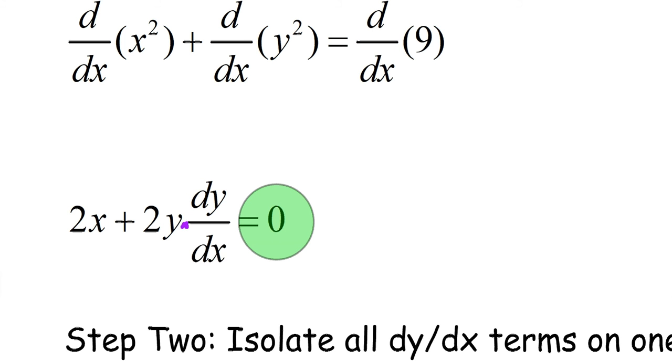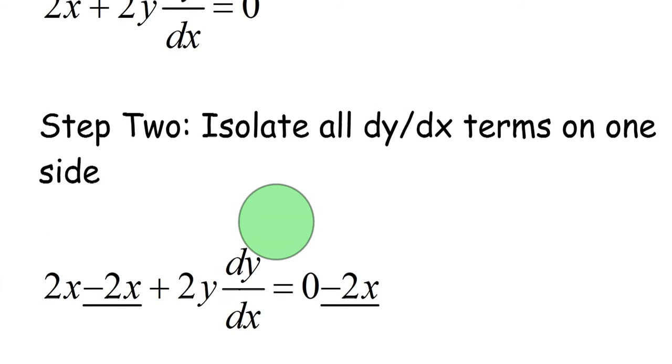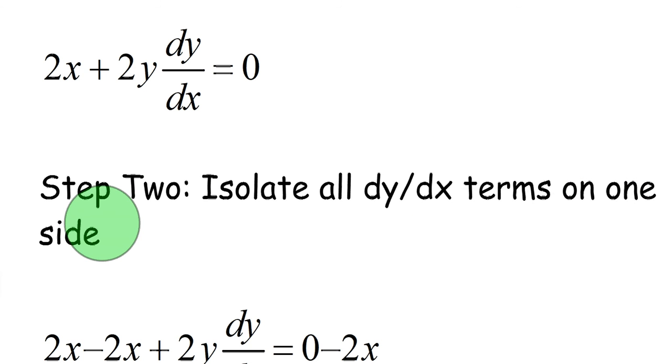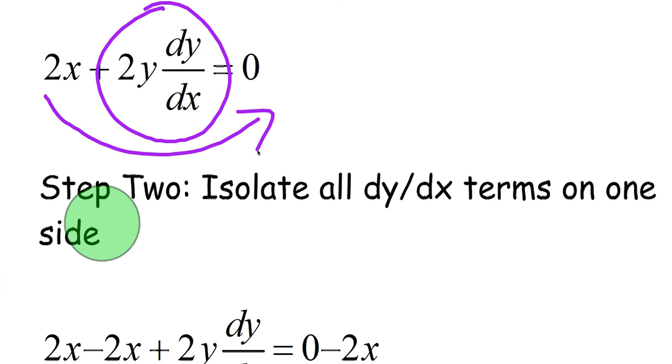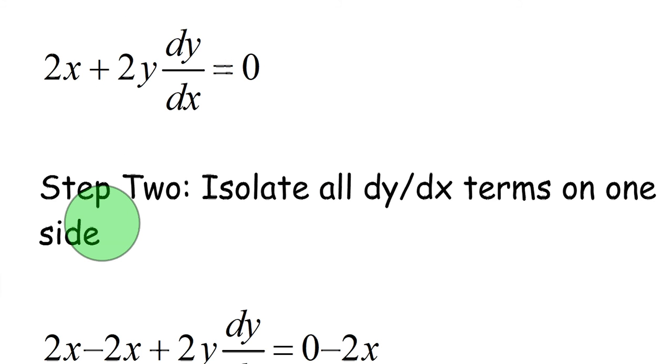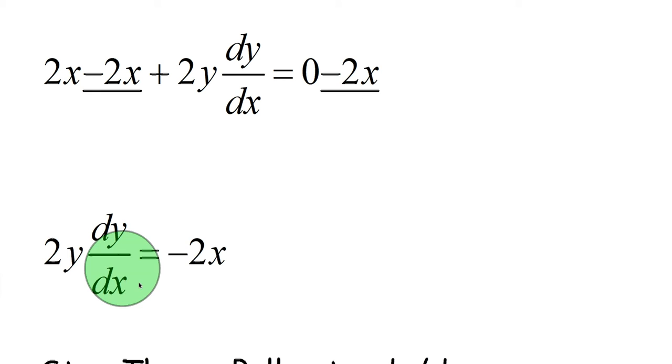Okay. So, the next step we're going to do is isolate all of the dy dx terms on one side. Notice this whole term has a dy dx in it. We need to get it by itself. So basically, we're going to be moving the 2x over by subtracting it. Once we subtract it and move it to the other side, we get 2y dy dx equals negative 2x. The question is now, how can we solve it from there?